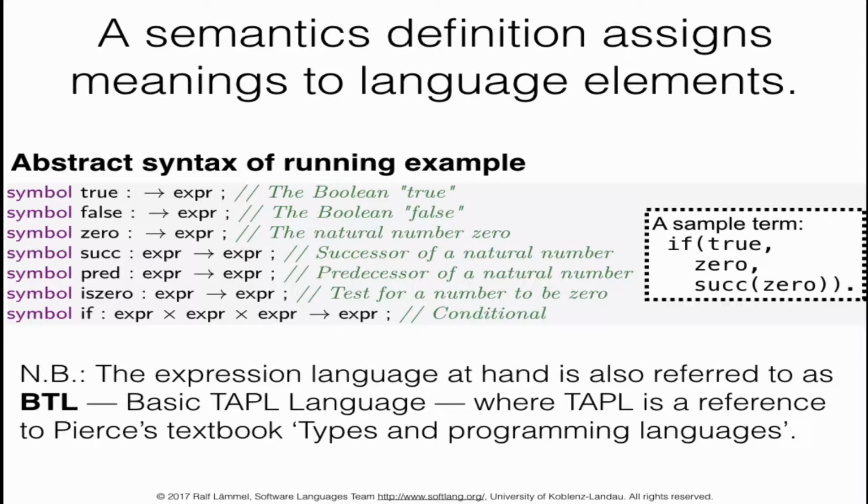As before, we use the BTL, basic tuple language, as the running example here. So we've got expression forms or constant forms, true, false, and zero, and we can build successor of a natural number with suc, the predecessor of a natural number with pred. We can test the natural number to be zero or not, and we have an if then else expression form.